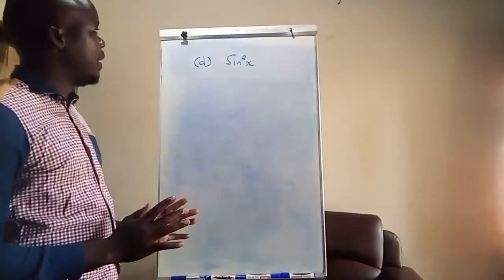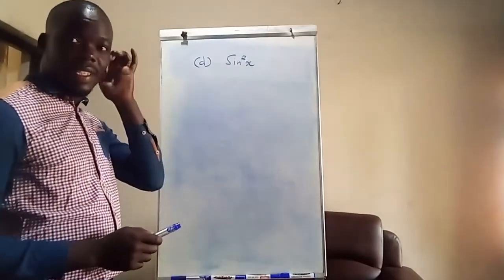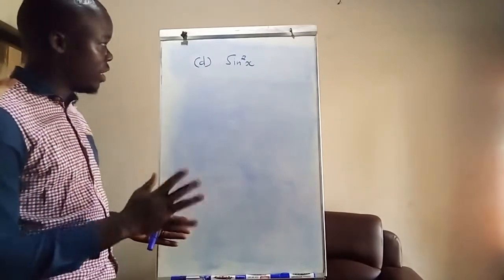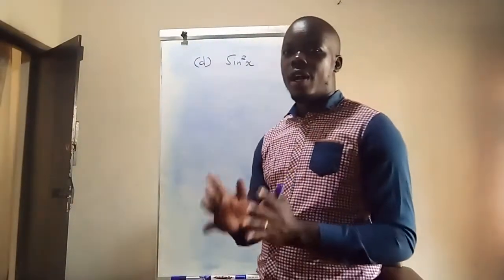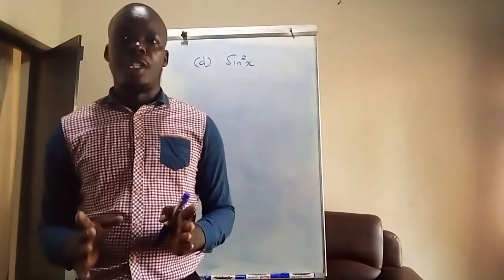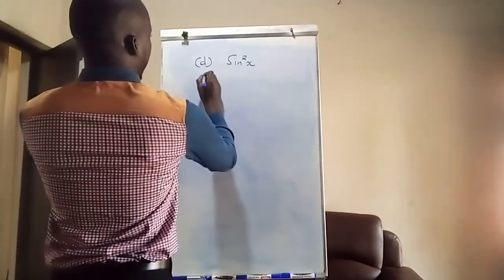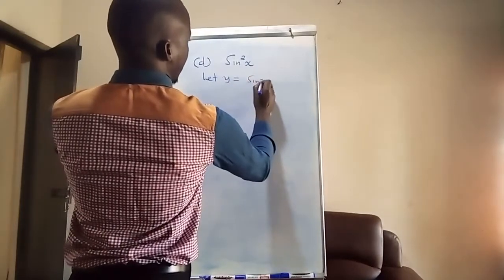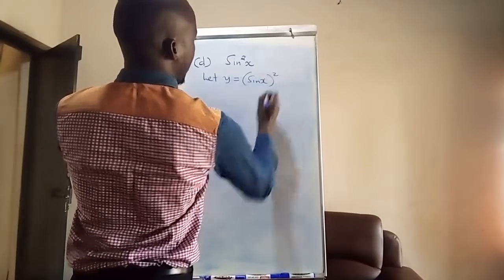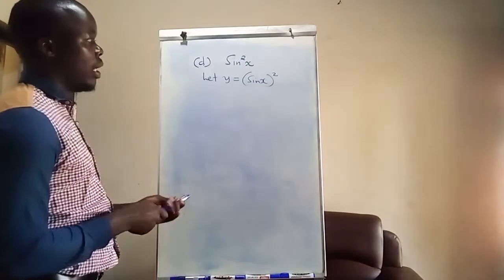Now for part D, it is a little bit unique because we now have a square and our angle is simply x. But remember, from the first three trigonometrical functions we have differentiated, you first differentiate the angle, you get the derivative of the angle, then multiply by the derivative of the trigonometrical function. So this time round, I will say let y equal to sine of x, then the whole of this squared. I will keep the square out of the bracket so that it is an overall power.